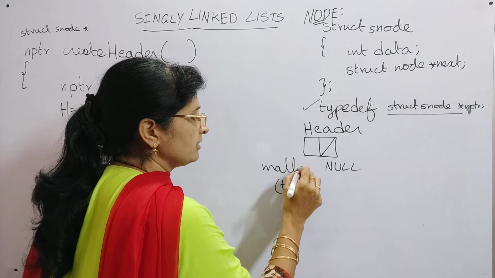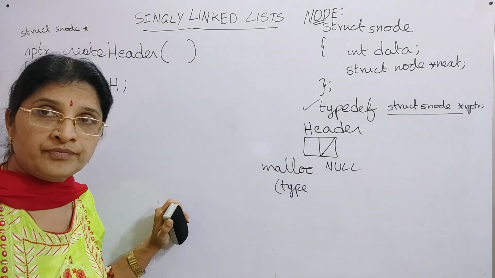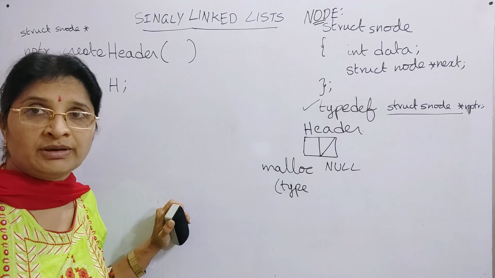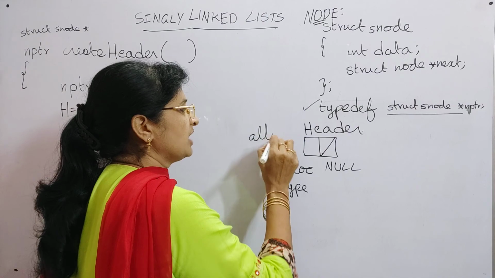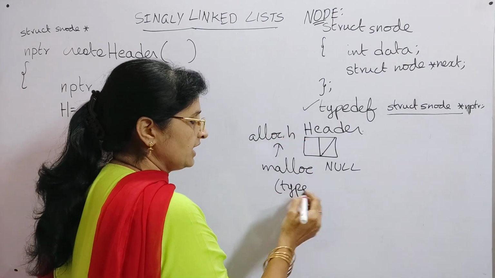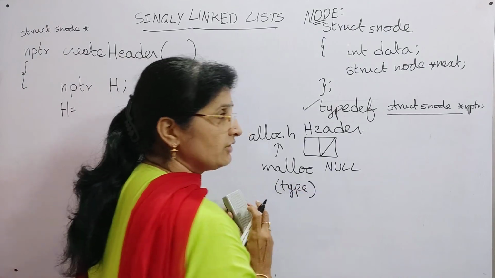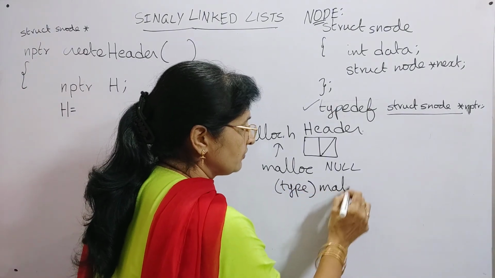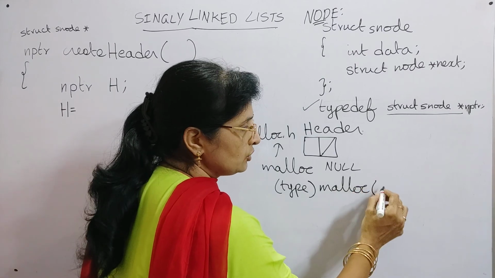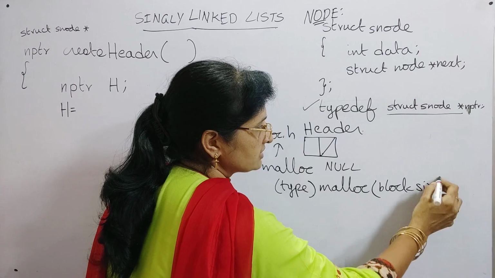The malloc function is used for allocating memory for your variables. This function is available in the alloc.h header file. The syntax of this function is: first the typecast type, whatever type you want, since this is typecasting. Next you give the function name, and then you give the block size. What is the memory block size you want?